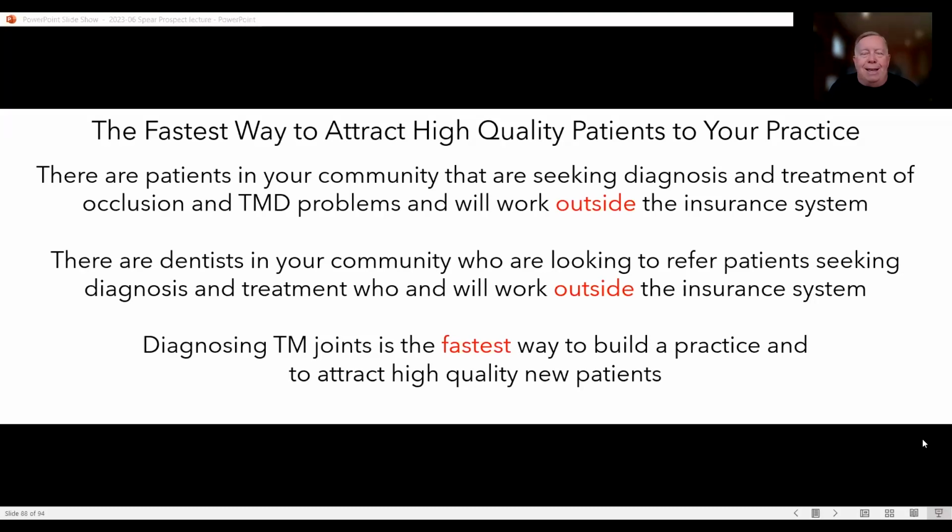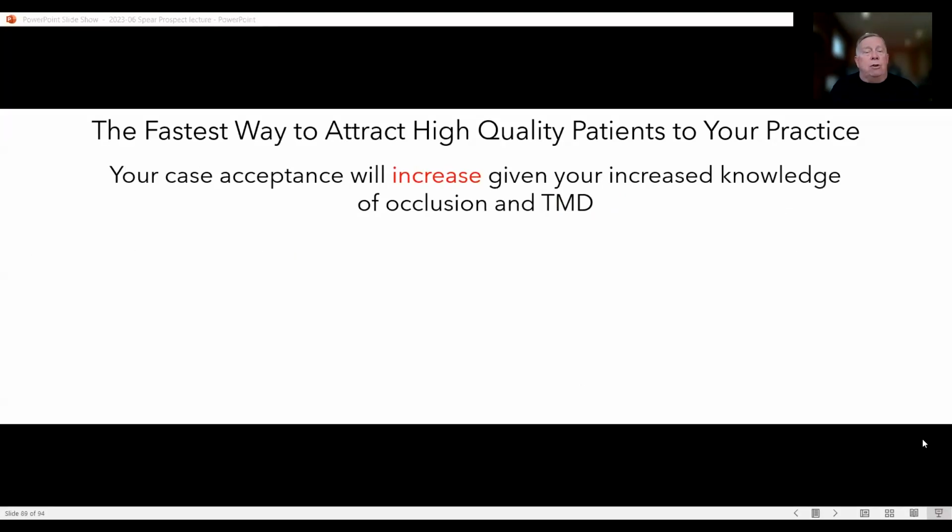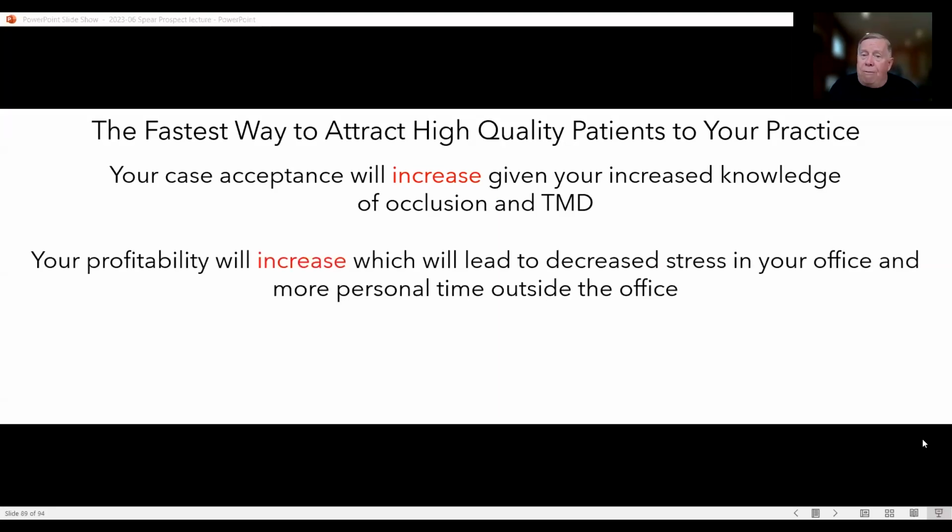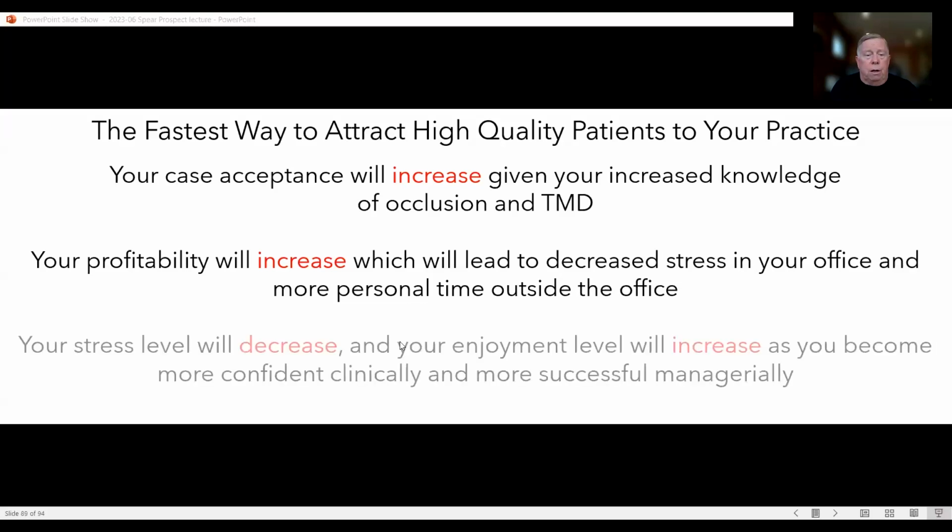You know what? It's not that hard. This is pretty quick to do. You can implement these changes pretty quickly in your practice, and you'll have immediate benefits. Your acceptance level is going to increase dramatically because you're going to be more confident. Ultimately, your profitability is going to increase too, which is going to lead to decreased stress in your office and more personal time outside the office. So your stress level is going to decrease, your enjoyment level is going to increase because you're going to be more confident clinically and you'll be more successful managerially.